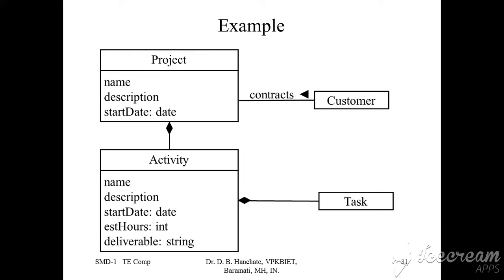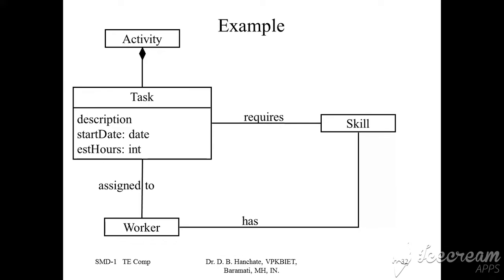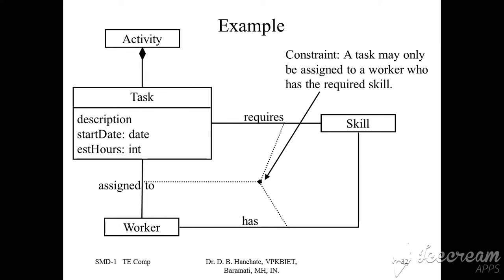Now the next one, we will see the next one, that is the extended part of it. So the activity, second part. The task is a part of the activity. This is description, starting date, we already seen it now. Worker assigned to the task, and then worker has got the skill and the task requires the skills. Now this is a simple diagram where the constraint has been satisfied. A task may only be assigned to a worker who has the required skill.